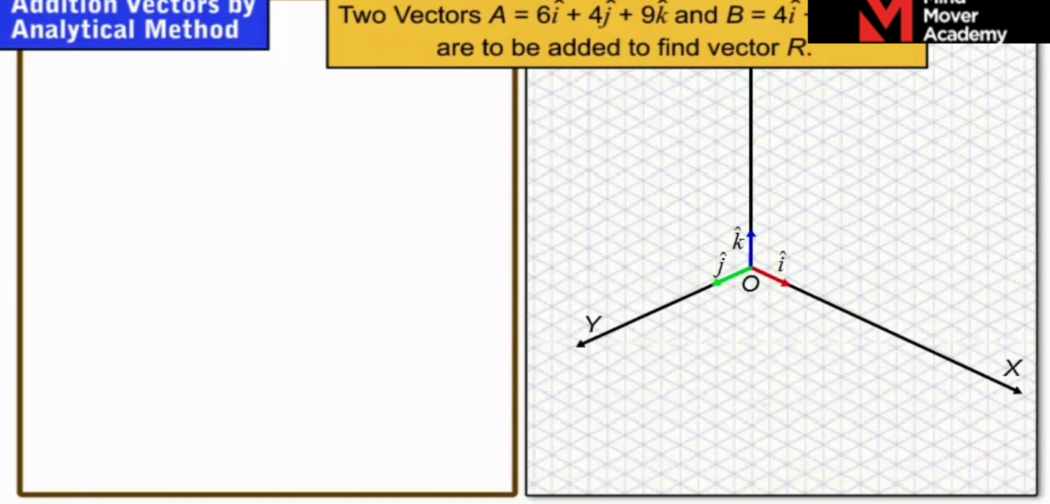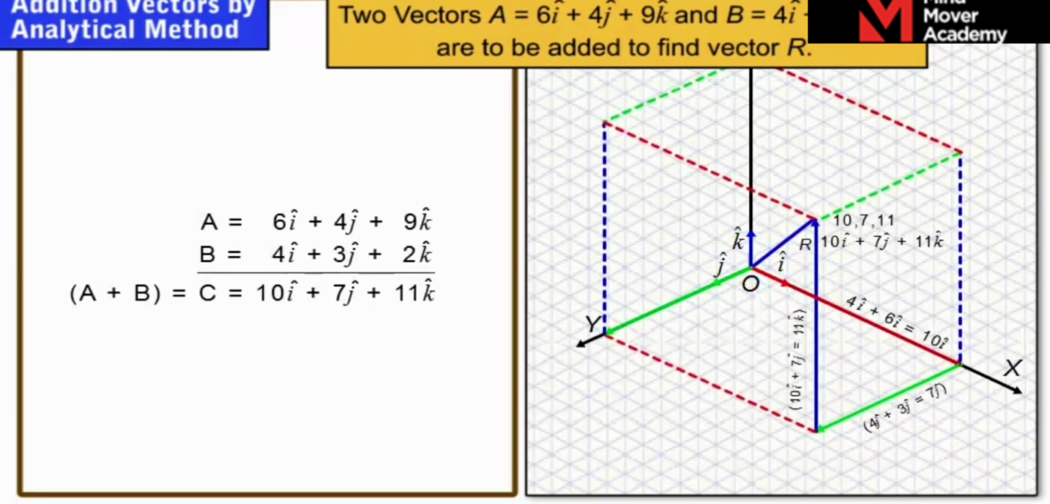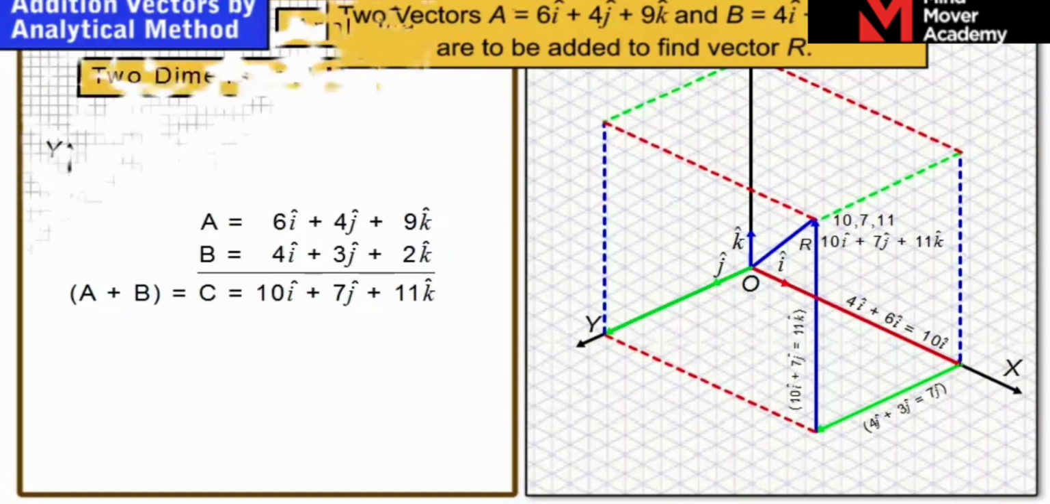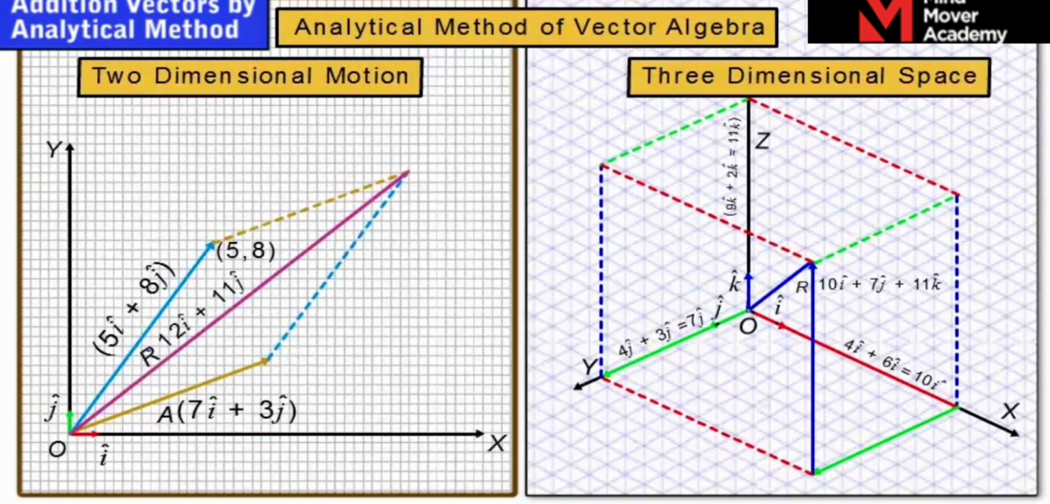Similarly, join 4, 3, 2 to the origin O to obtain B. You can draw the resultant vector r after determining the coefficients of i, j, and k by simply adding the corresponding coefficients of a and b. Thus you have learnt the analytical method of vector addition for two-dimensional motion and in three-dimensional space.